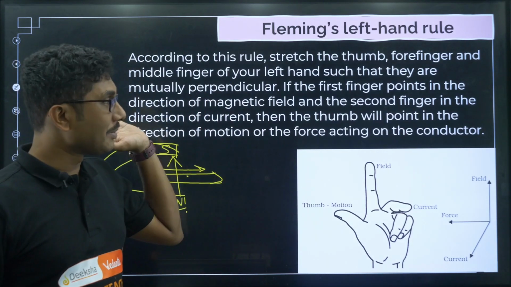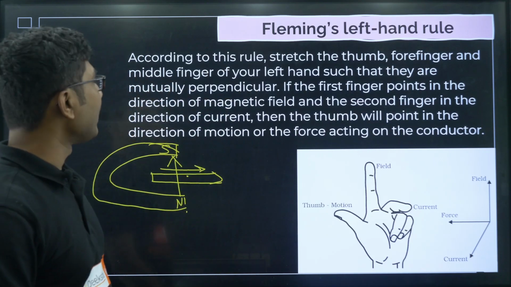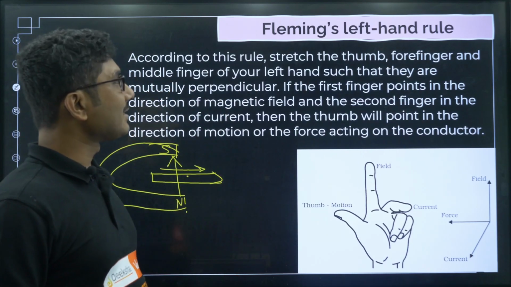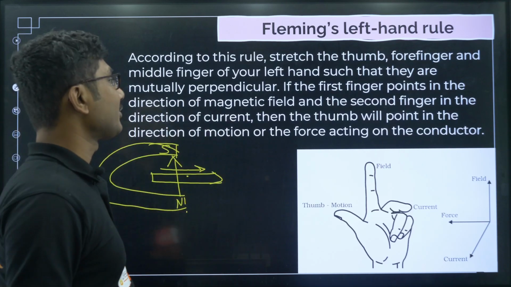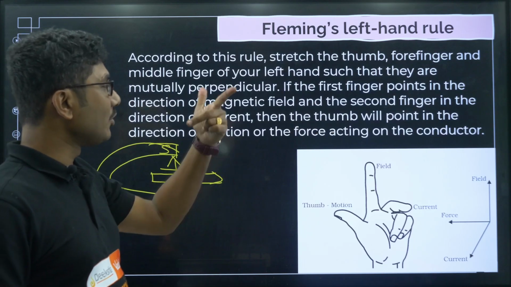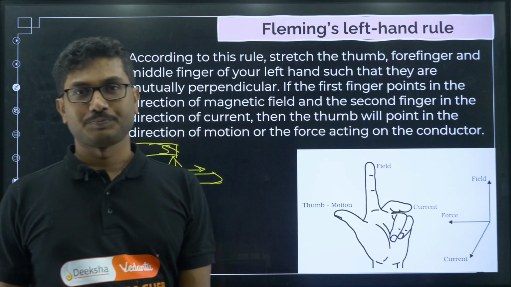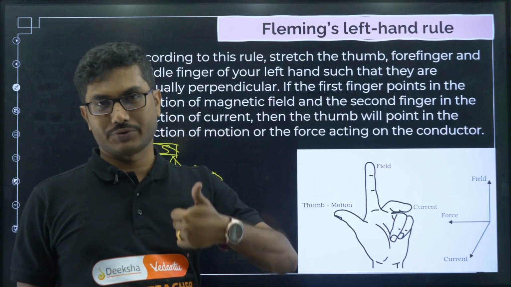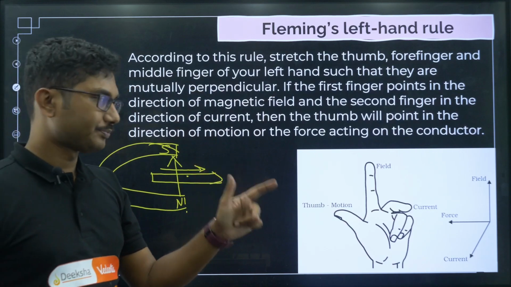So you can remember this statement. According to this rule, stretch the thumb, forefinger and middle finger of your left hand such that they are mutually perpendicular to each other. If the first finger points towards the direction of magnetic field and the second finger in the direction of the current, then the thumb will point in the direction of motion of the force acting on the conductor. Thumb is the direction of the force. This is magnetic field, this is direction of current.